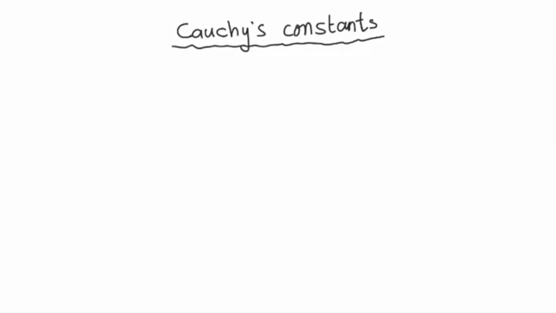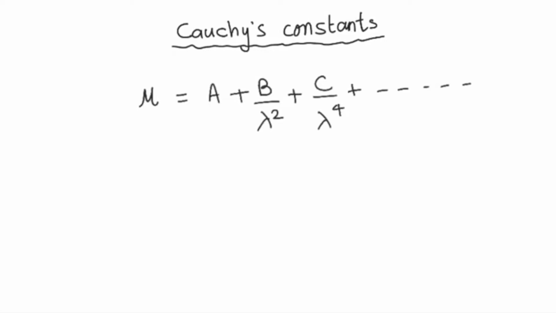Cauchy's constants are the constants which come from Cauchy's equation, or empirical relation, which relates the refractive index of a material to the wavelength. If I am representing refractive index with mu, then Cauchy's equation is given by A plus B by lambda square plus C by lambda to the power 4 and so on. There are many terms here. So this is Cauchy's empirical relation.